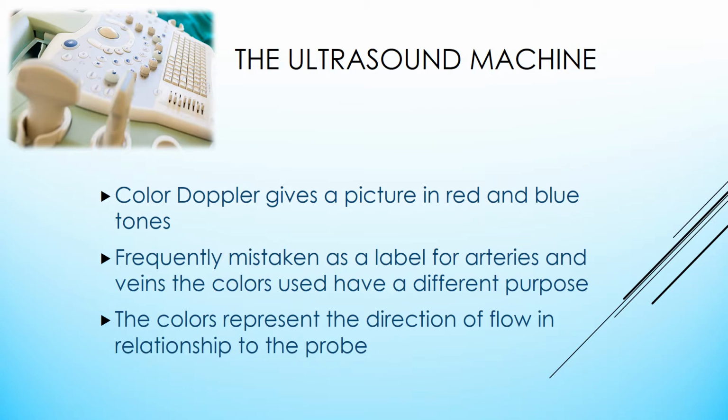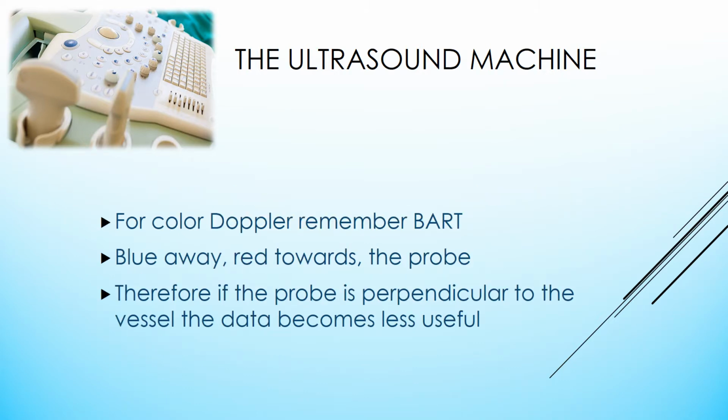Color Doppler gives a picture in red and blue tones. Frequently mistaken as a label for arteries and veins, the colors used have a different purpose. These colors represent the direction of flow in relationship to the probe. For color Doppler, remember BART. Blue away, red towards the probe. Therefore, if the probe is perpendicular to the vessel, the data becomes less useful.